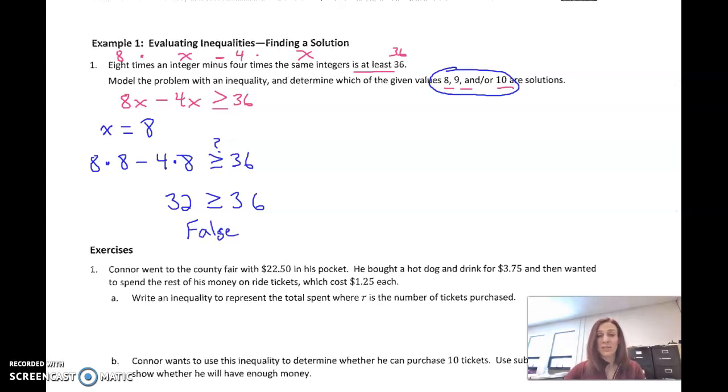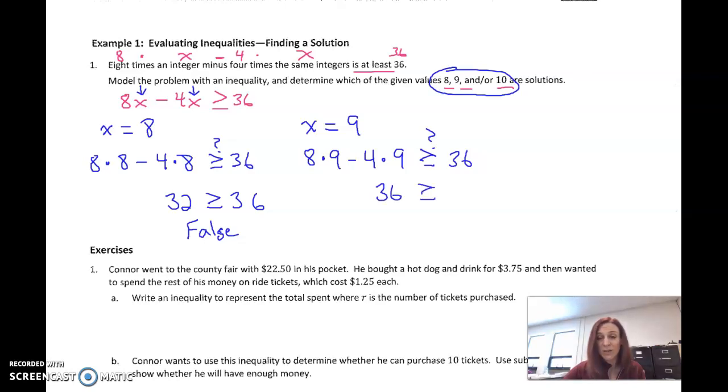Okay? So now let's do the same thing with x equals 9. And same thing, I'm going to plug that value in. I'm going to substitute the value in for those x's. And I'm going to go 8 times 9 minus 4 times 9. Is that greater than or equal to 36? Now, if you're like, well, Mrs. Messing, remember, that would just be 4 times x, and you're just going 4 times 9. That's the same thing. You're okay. You can do that. And what we get is 36.